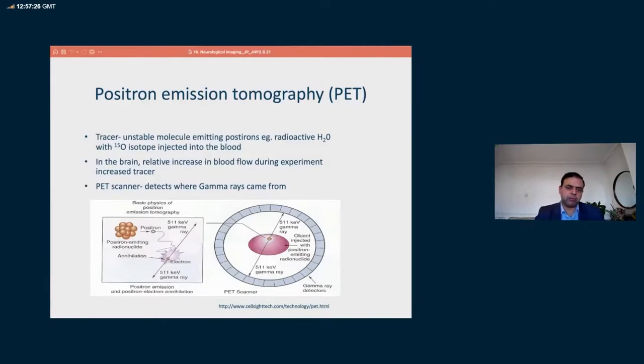The principle in PET studies is that you have an unstable molecule, essentially a tracer that's emitting positrons. For example, you have water with an O15 isotope, and this is injected. In the brain, there's a relative increase in blood flow during an experiment, and thereby there's an accumulation of the tracer. The positron that's emitted collides with an electron, and two gamma rays are released. So the patient is lying in a scanner that detects gamma rays, and based on the changes in activity, one gets an idea about the change in metabolism that happens, and that's the signal.